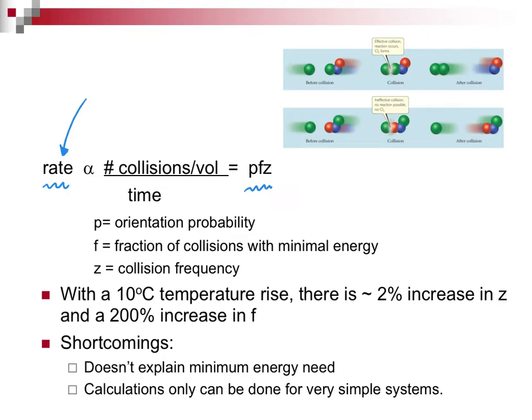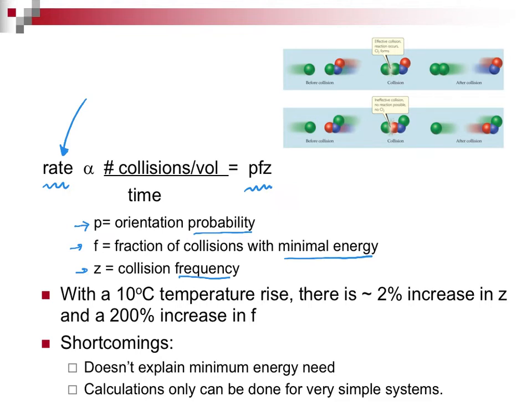What is P? Well, that's the proper orientation. What's the probability of that occurring? What about the F? That's the collisions that have the minimum energy needed for reaction. And what is the Z? Well, it's how frequently do those collisions occur.